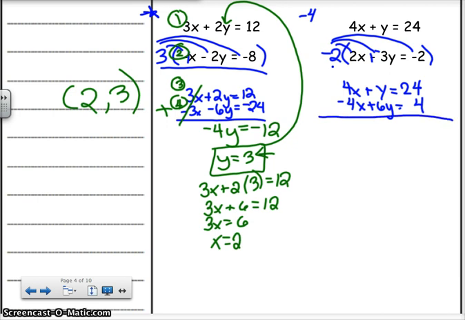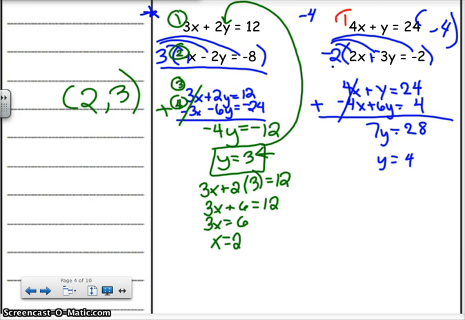Now I can combine them. Combine means add. 4 and negative 4 cancel out. Y plus 6y is how many y's? 7y. 24 plus 4 is what? Y is 4. Halfway there.